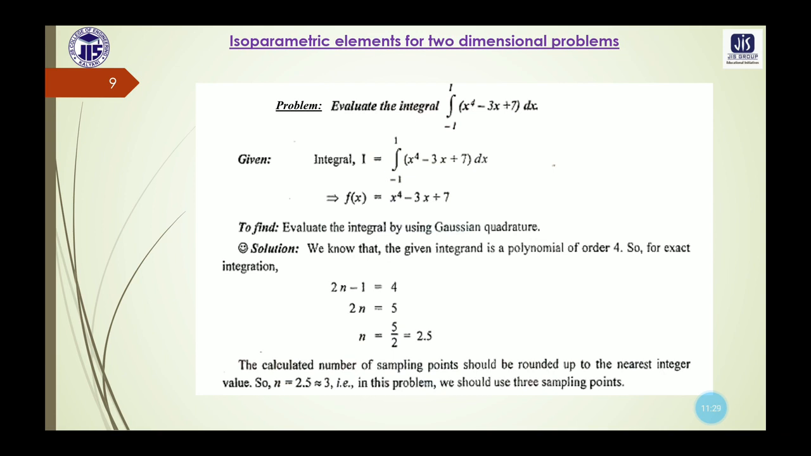Now here the integral I is minus 1 to 1 of x to the power 4 minus 3x plus 7 dx. So that means f(x) is equal to x to the power 4 minus 3x plus 7. We need to evaluate the integral by using the Gaussian quadrature. First we need to find the number of sampling points for the Gaussian quadrature.